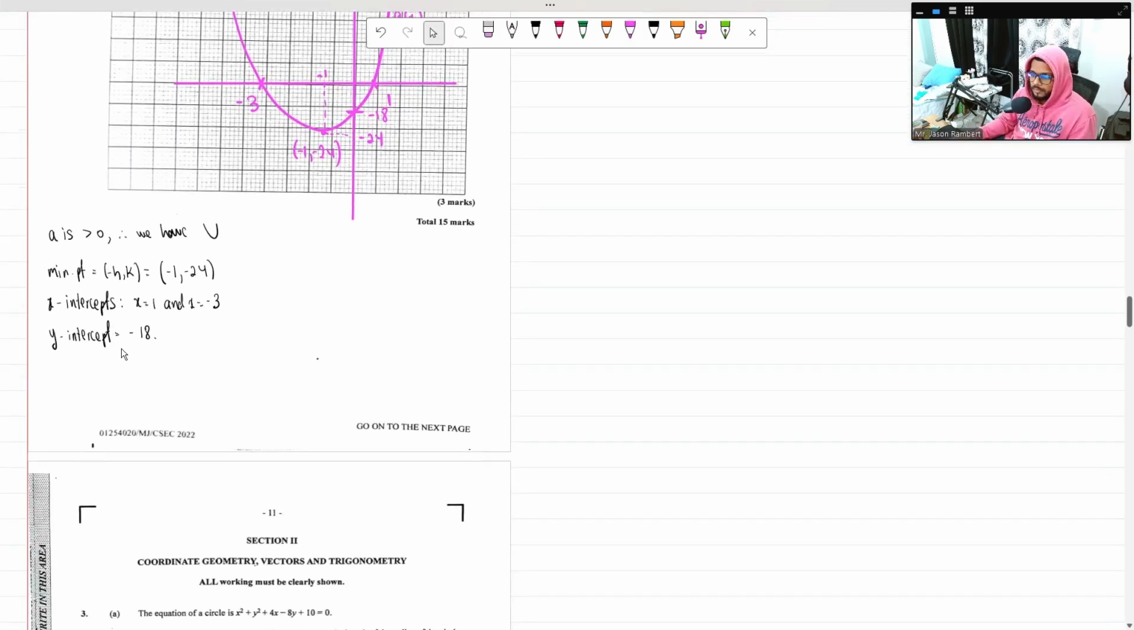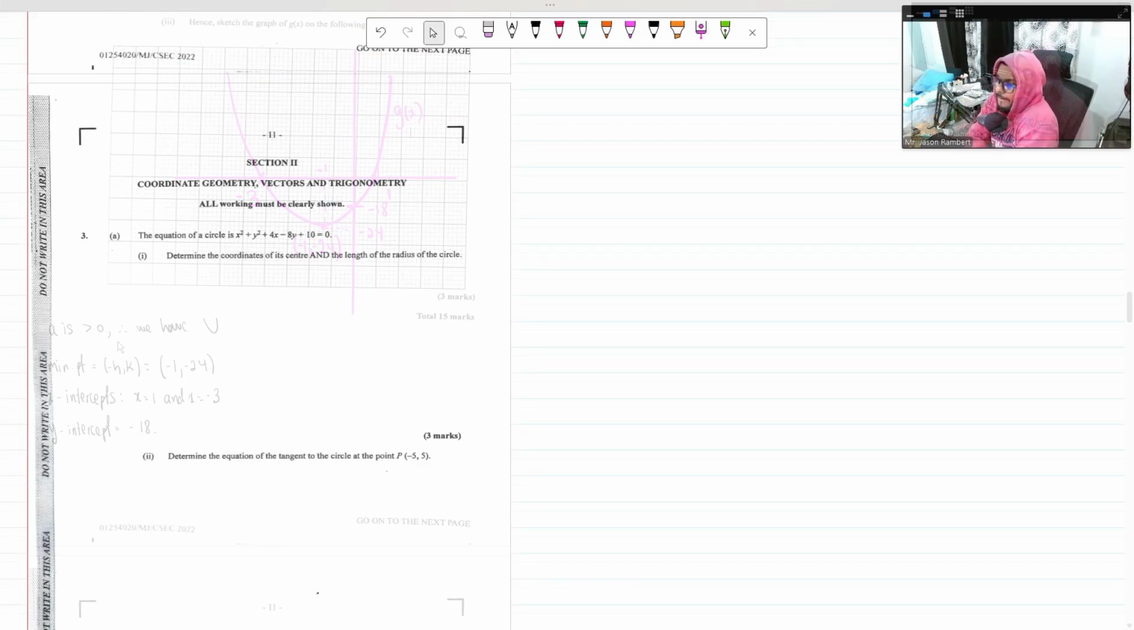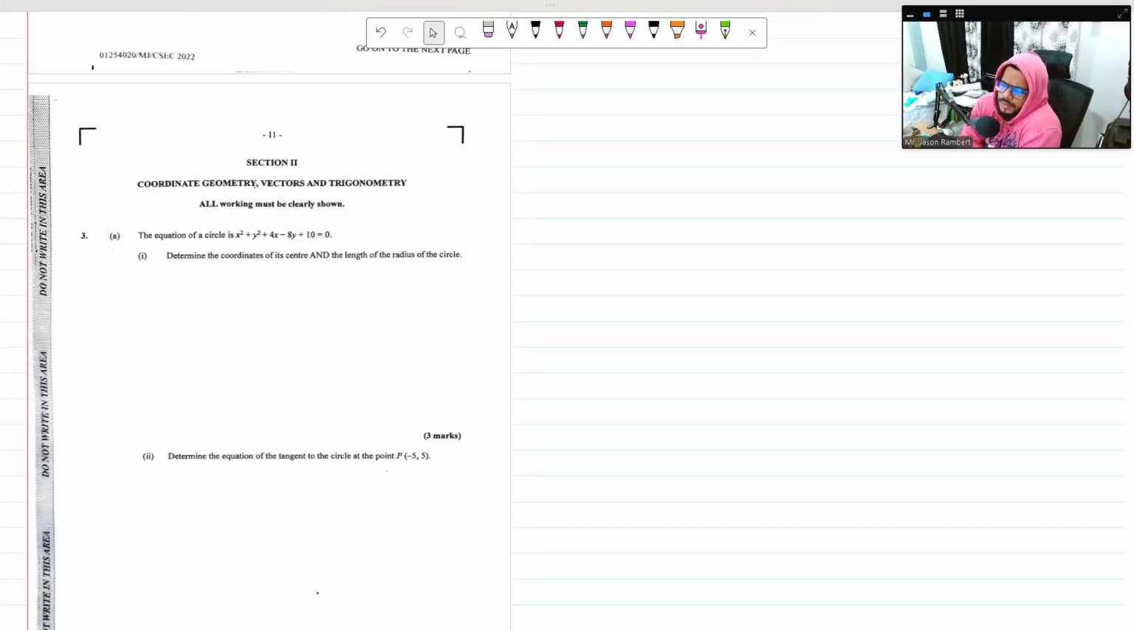That looks like it for number 2. Number 3. The equation of a circle is given. Determine the coordinates of its center and the length of the radius of the circle. So I'm going to do my working on the side here, and I could do the working a little bigger so everybody could see.